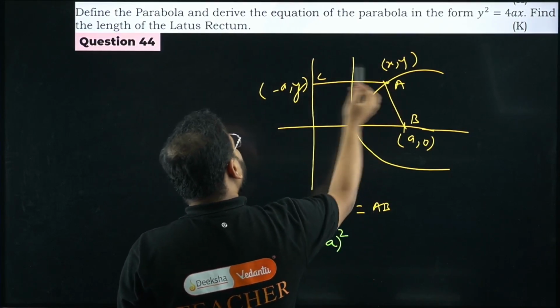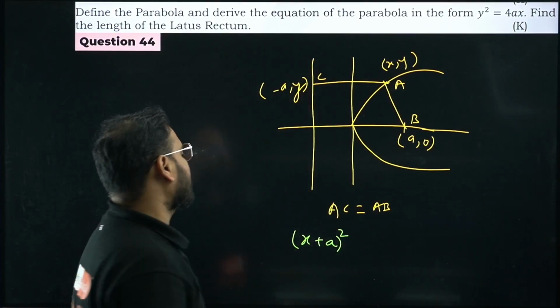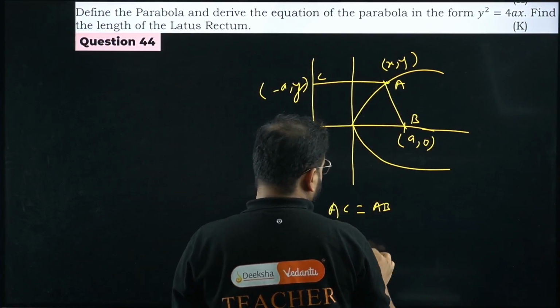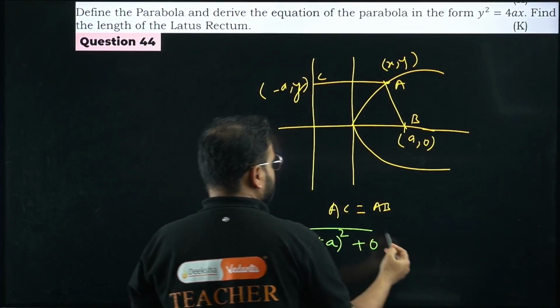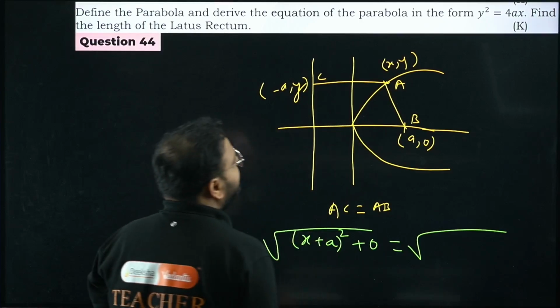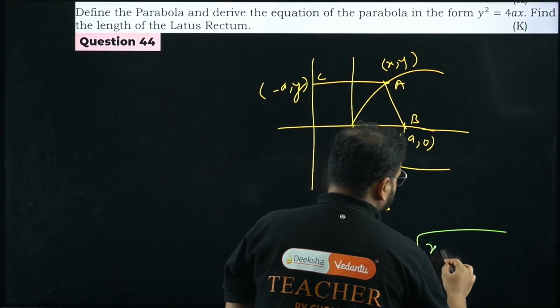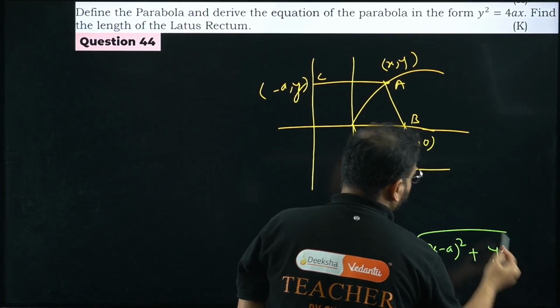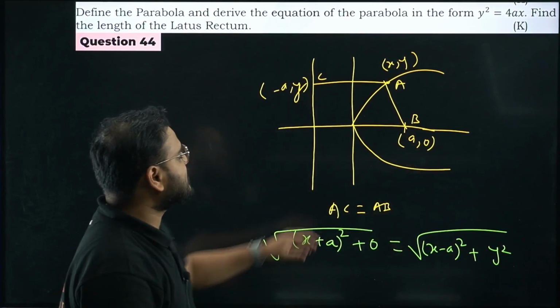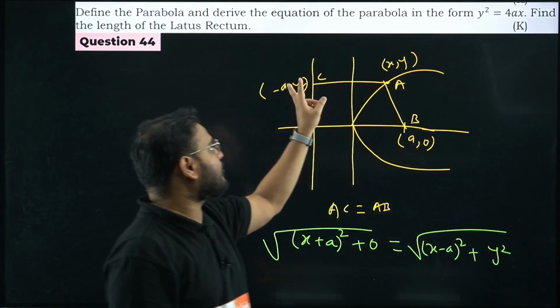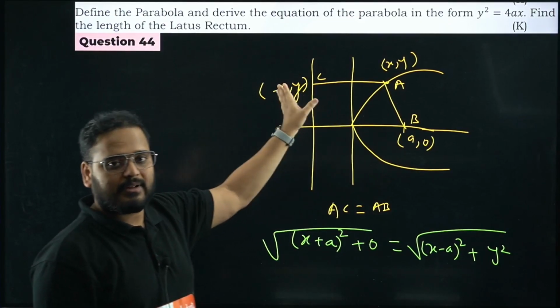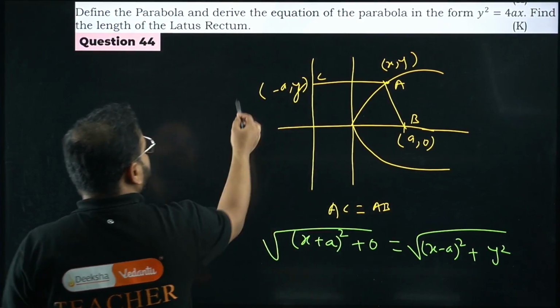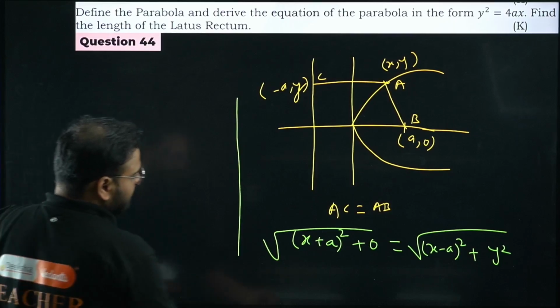How come, sir? x minus minus a, so x plus a the whole square, and plus y minus y, so simply 0. This equals, this is the formula, right? x minus a the whole square plus y square. y minus 0 is y square. The locus of the point which is equidistant from the fixed line, the directrix, and the focus.